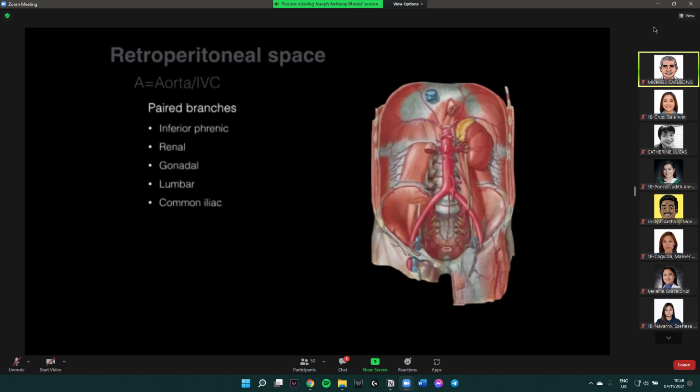Now, there are paired branches that come bilaterally off the aorta. The most superior of the paired branches is called the inferior phrenic because it's on the bottom inferior surface of the diaphragm, phrenic, and it supplies the diaphragm. We have the renal arteries, which get their names because they supply the kidneys, hence the name renal. And we have the gonadal arteries that get their names because they supply the gonads.